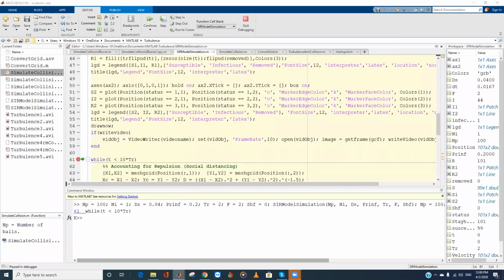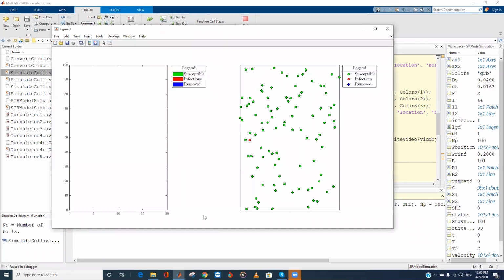Now, can you see my screen here? Well, I don't know. Anyway, I will assume that you can see my screen.